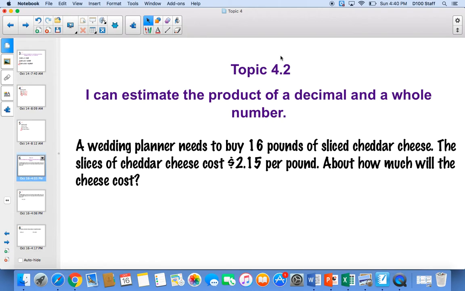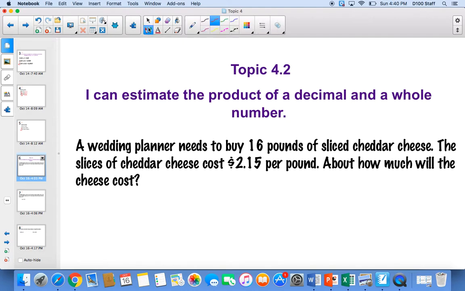Today's I can statement is I can estimate the product of a decimal and a whole number. Our problem for today says a wedding planner needs to buy 16 pounds of sliced cheddar cheese. The slices of cheddar cheese cost $2.15 per pound. About how much will the cheese cost?